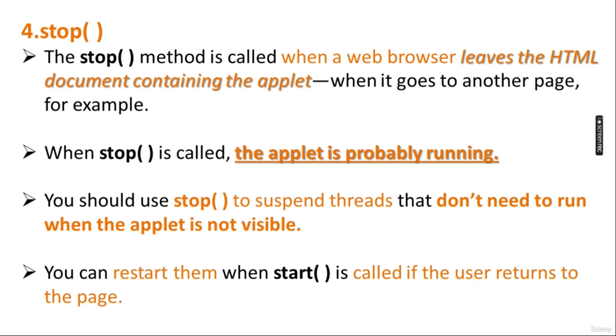When stop is called, the applet may probably be in a running state. You should use stop to suspend threads that do not need to run when the applet is not visible. Unnecessarily, if threads are running in the background and you do not require them, you should stop them yourself. You can restart them when start is called if the user returns to the page.